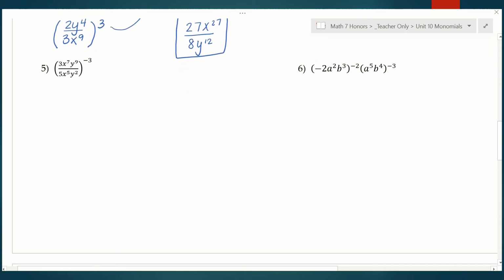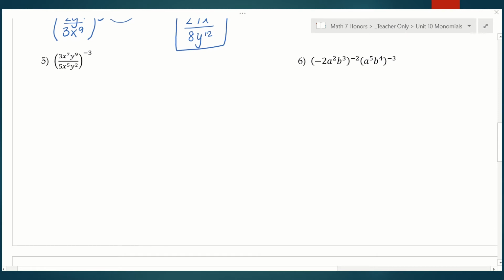Let's check out number 5. So with this one, again, I would try and divide what you have in the parentheses to start. So 3 divided by 5, I'm just going to leave as 3/5. And then I have x to the 7th divided by x to the 5th is x squared. Y to the 9th divided by y squared is y to the 7th. And all of that is to the negative 3rd power.